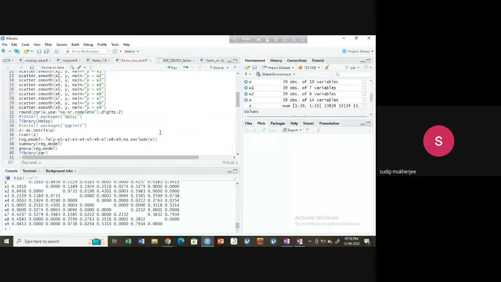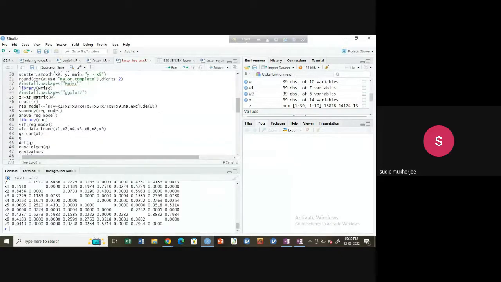So what we do, we create another data set just leaving x3 and x7, sorry, x7. You see only this, all other are insignificant, only these two. So the majority of these are insignificant. So we are dropping these two variables, we create another data set.